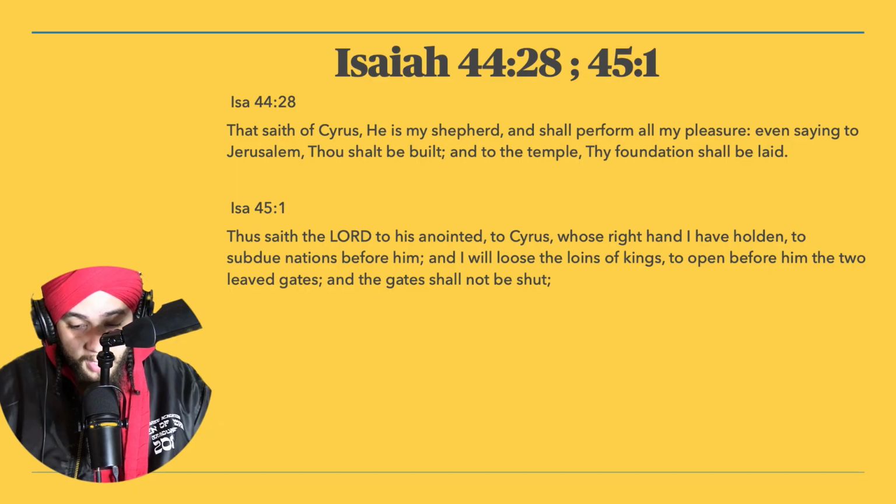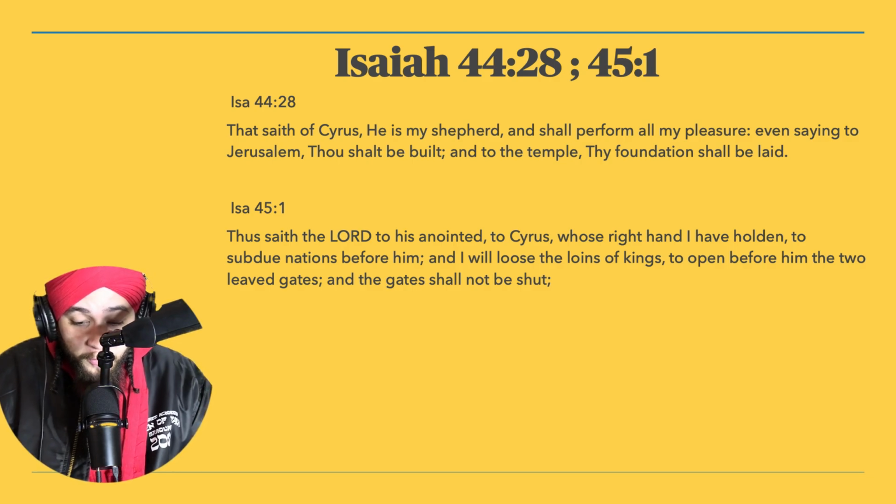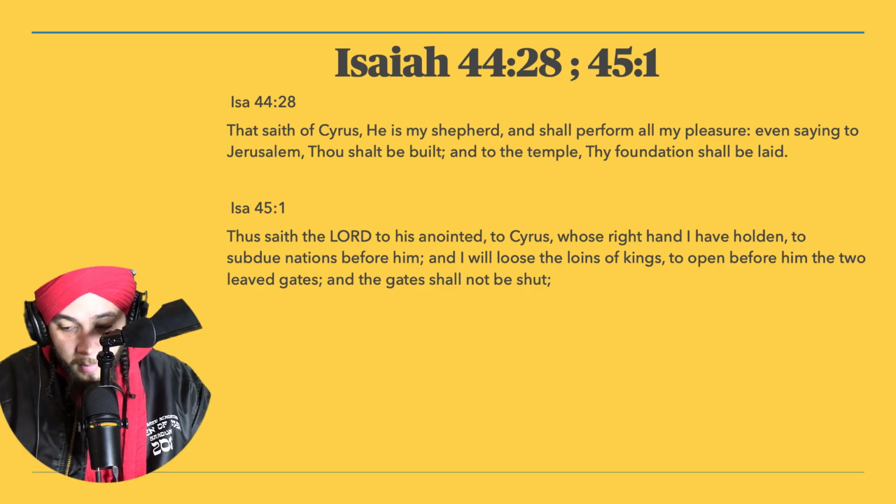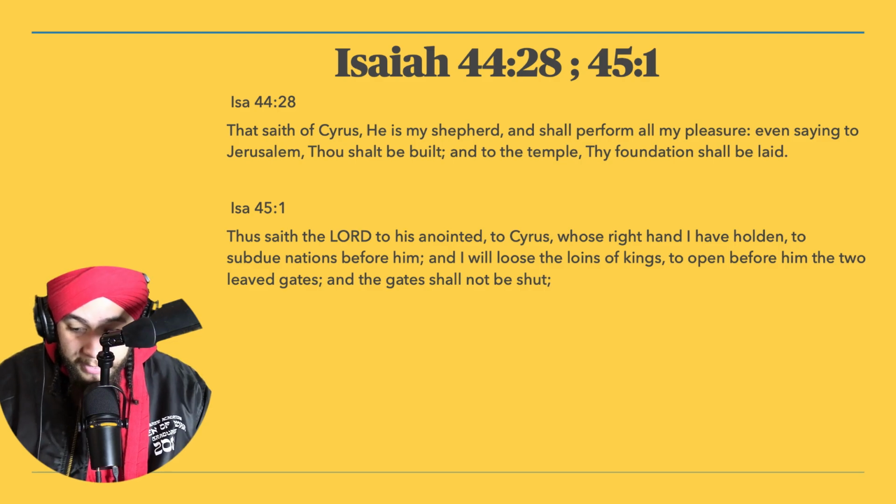What did Isaiah say about Cyrus 140 years before the temple was even destroyed? Let me help you out. If this is 140 some odd years before the temple was even destroyed, this is years before Cyrus was even Cyrus. Isaiah 44:28, that saith of Cyrus, he is my shepherd and shall perform all my pleasure, even saying to Jerusalem, thou shalt be built, and to the temple, thy foundation shall be laid.